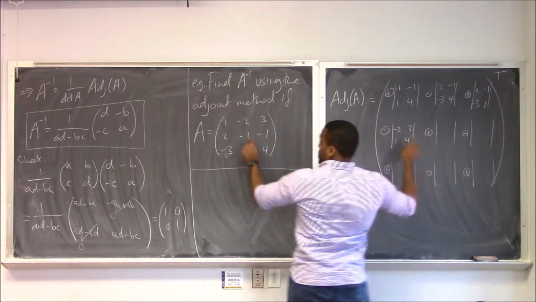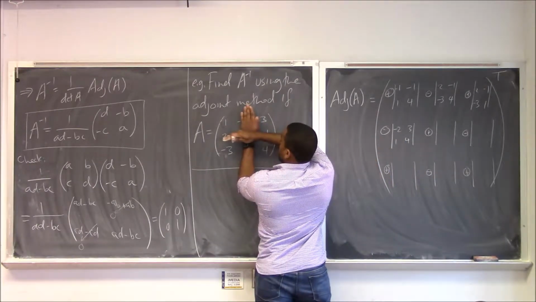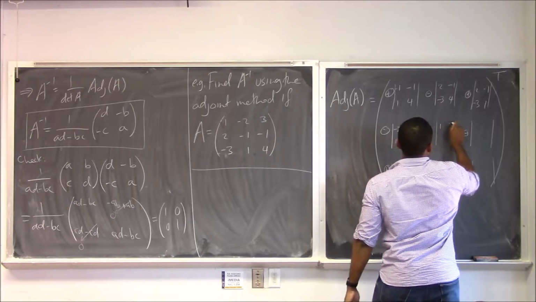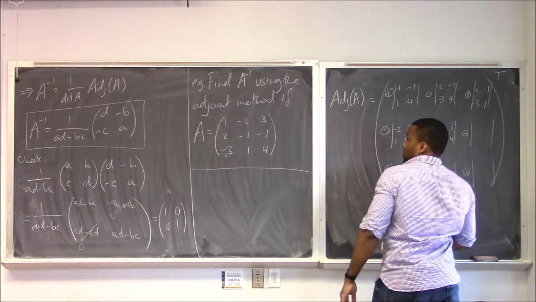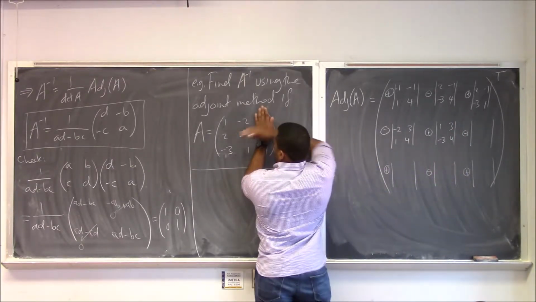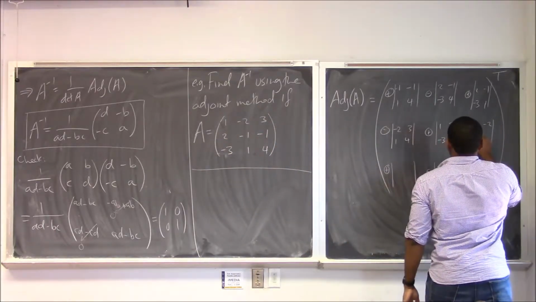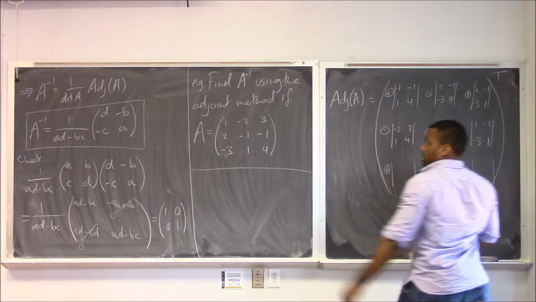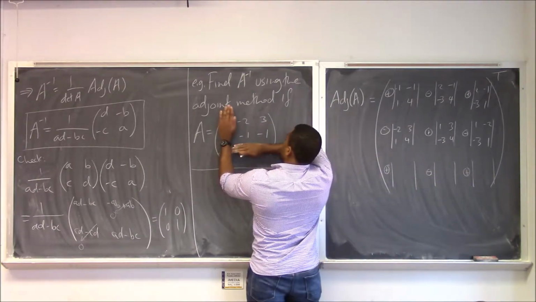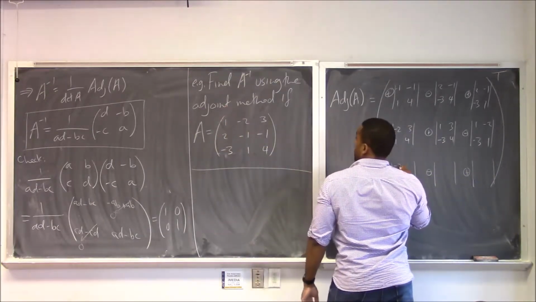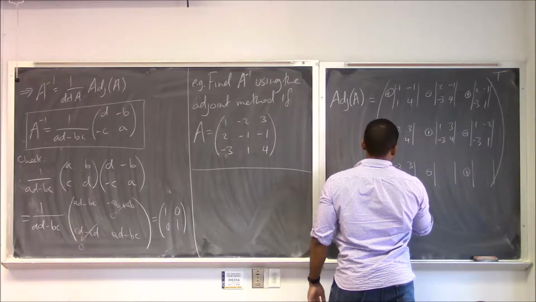Now we're in this position. Block out everyone in his row and his column: 1, 3, minus 3, 4. This position. Block out everyone in that row and that column: 1, minus 2, minus 3, 1. This position. Block out everyone in that row and that column: minus 2, 3, minus 1, minus 1.